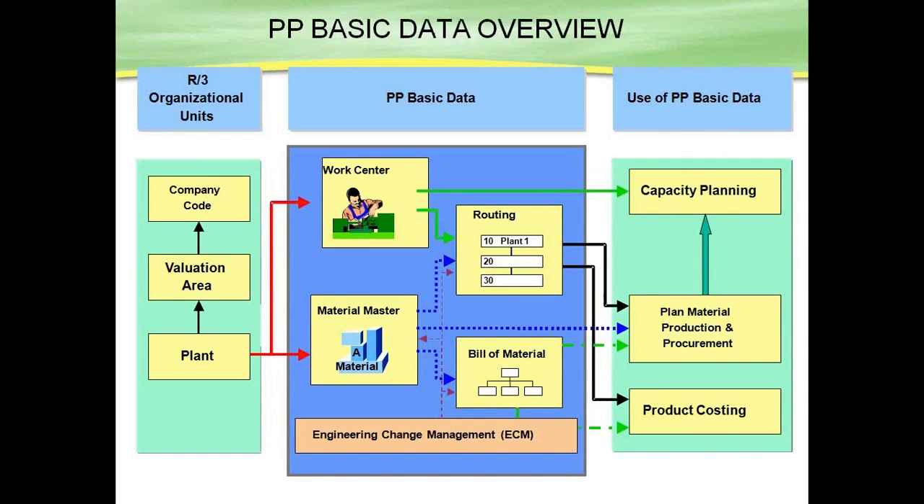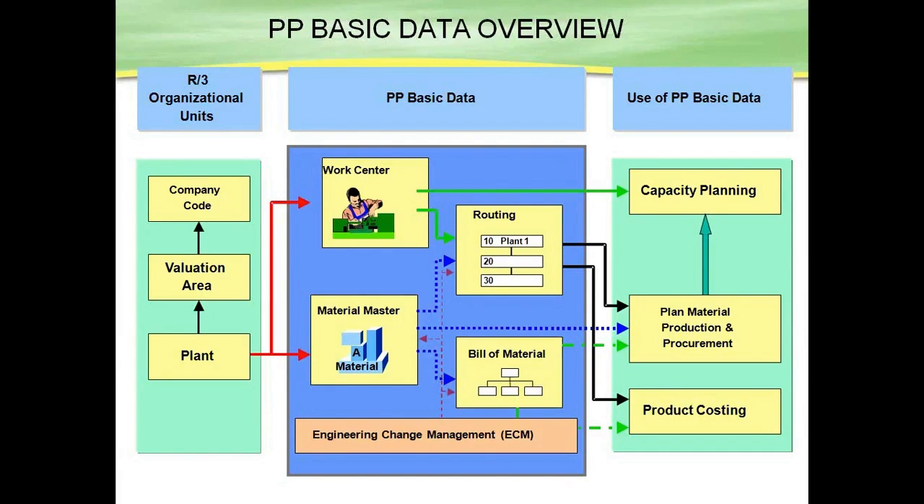This is the one screen which is showing how the basic data in PP links with each other. See the central part showing the basic data here. Here is my material master. So material master is linked with my bill of material. It will have a link with my engineering change management. It will have a link with my routing. It will have a link with my work center.